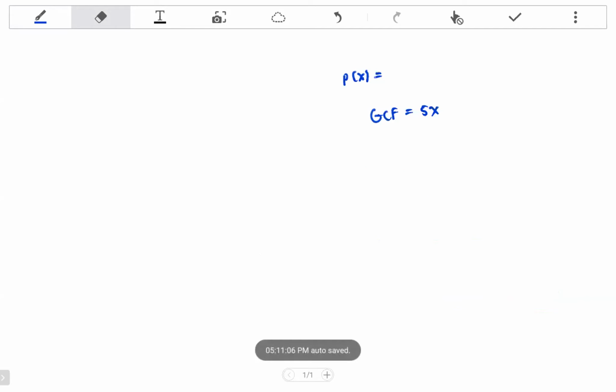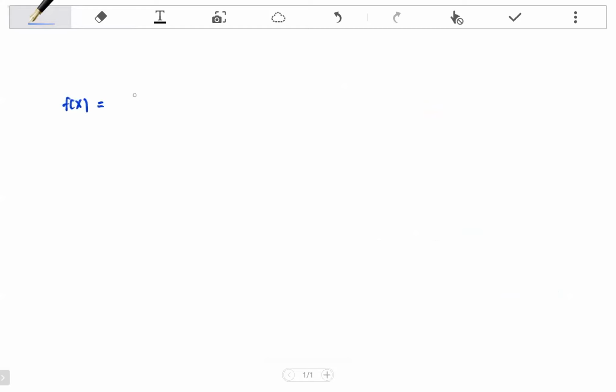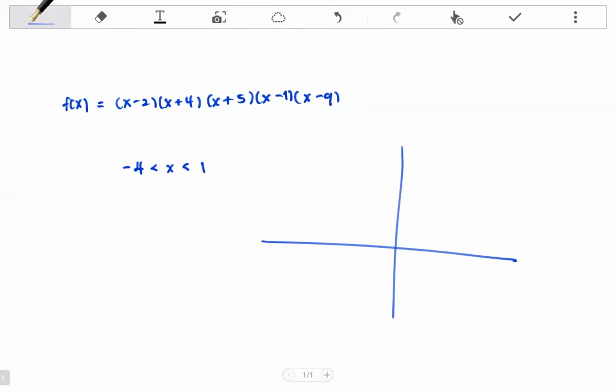Just erase this. Positive and negative intervals. Our first question: f of x is given as (x minus 2)(x plus 4)(x plus 5)(x minus 1)(x minus 9). Wow, that's super long. And our question is, what is the sign between negative 4 and 1? So if we graph this, whatever it is, what's the sign between this area?